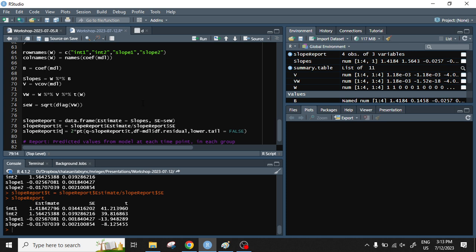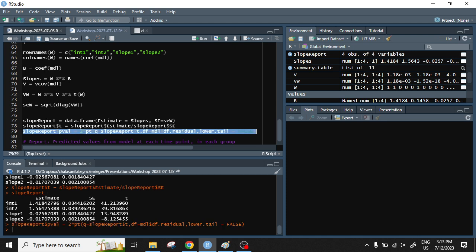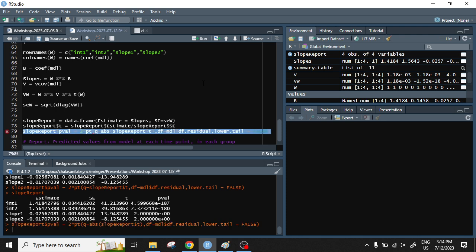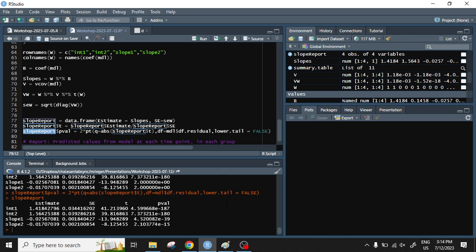Oops, I shouldn't label this the same. Let's call this p-val. Okay, great. So those are the p-values associated with each of those. Did I do something wrong? Oops, I need to take the absolute value of the t statistic. Just kidding. There we go. Okay. Cool. Great.